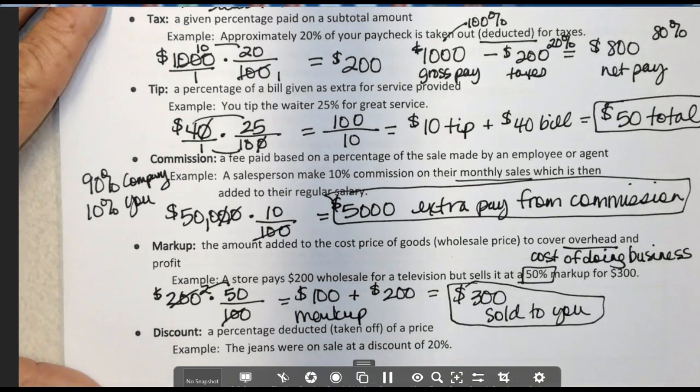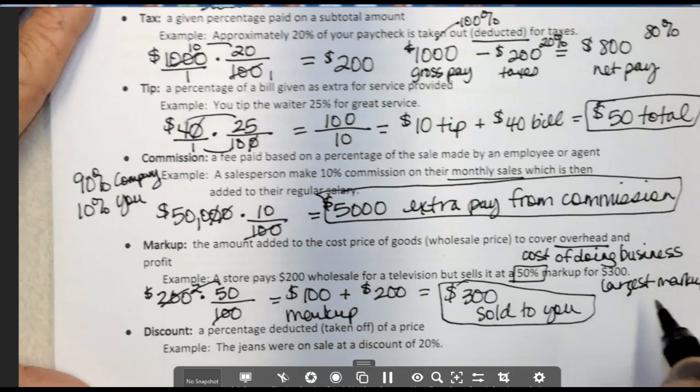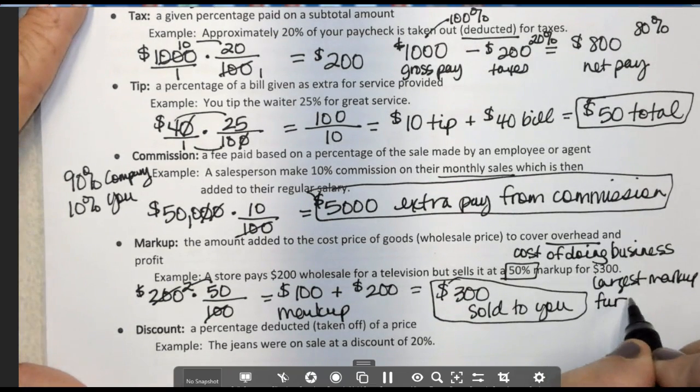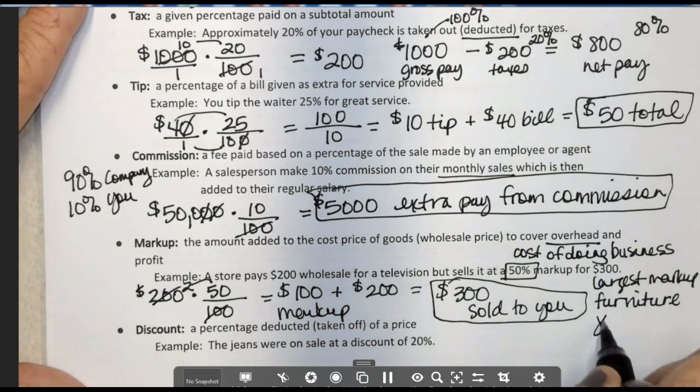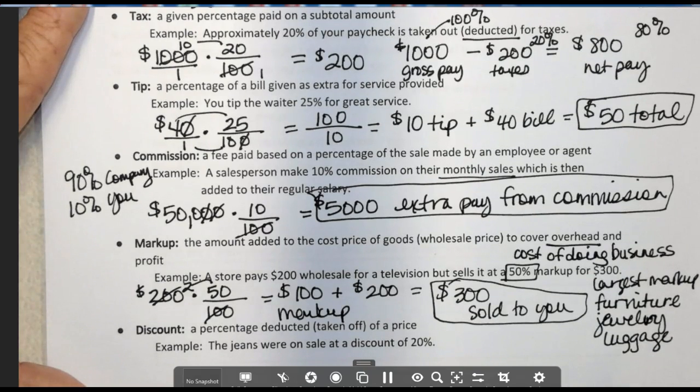The largest markup usually happens in furniture, jewelry. This is why I'm not an English teacher. And believe it or not, luggage. Luggage has a really high markup, like 400%, really, really high.